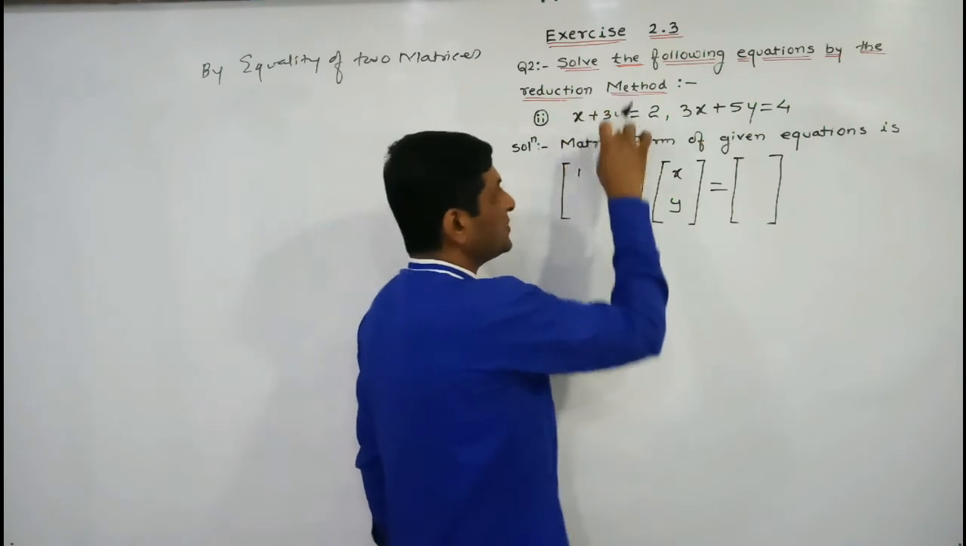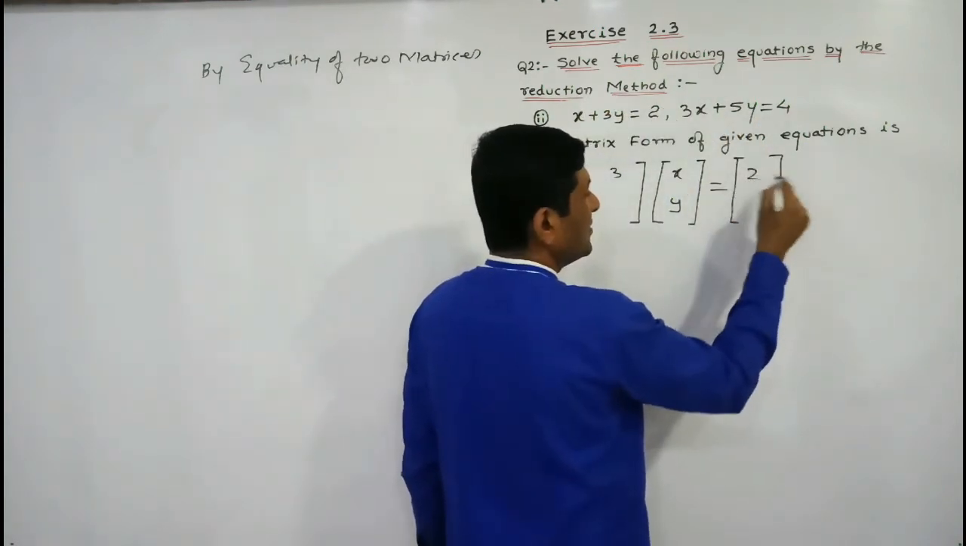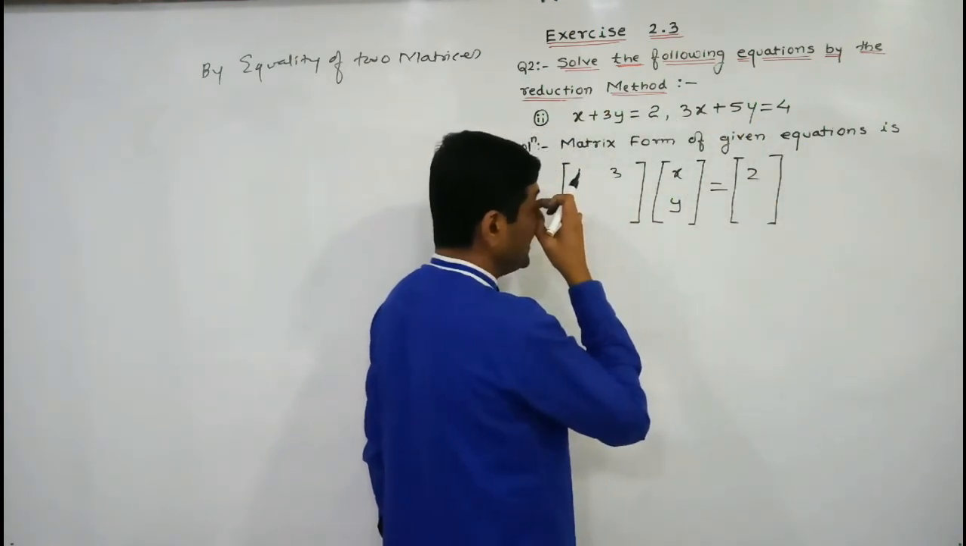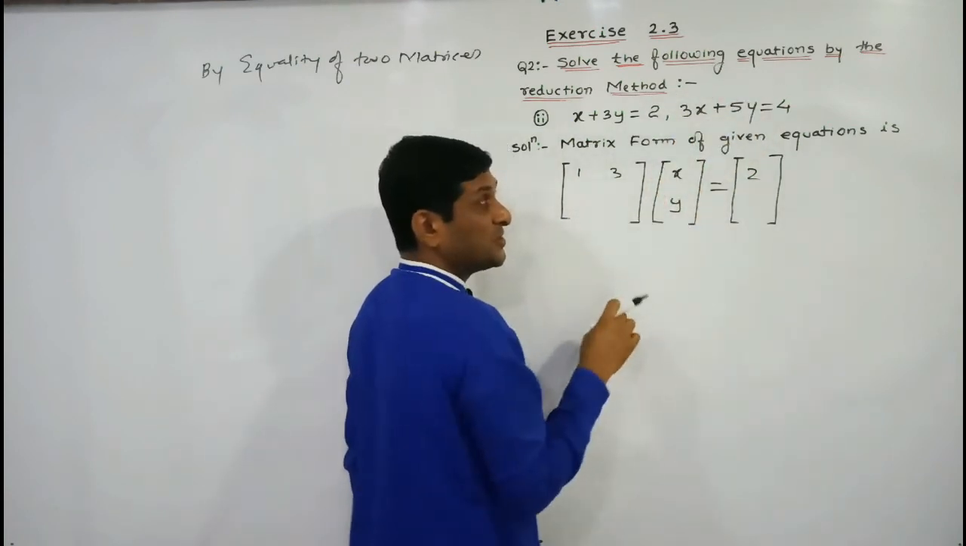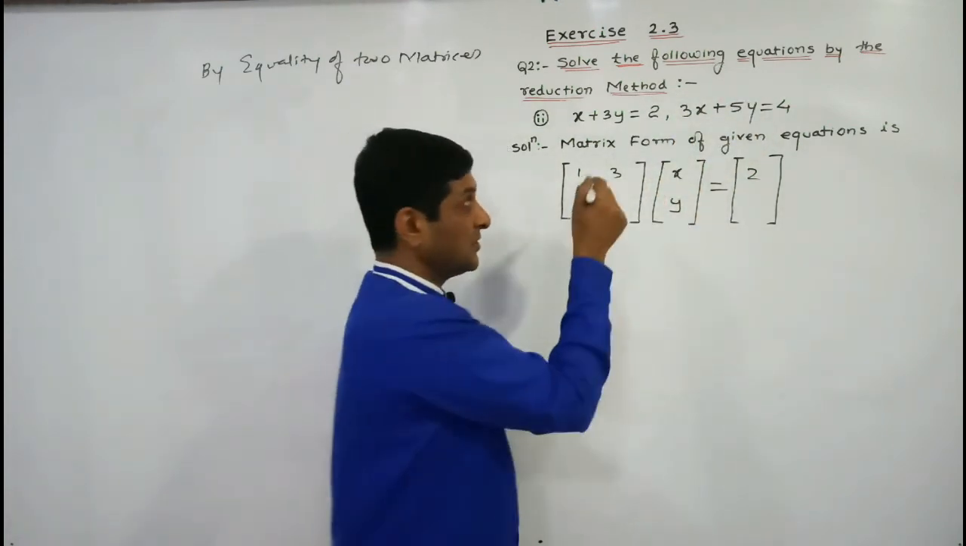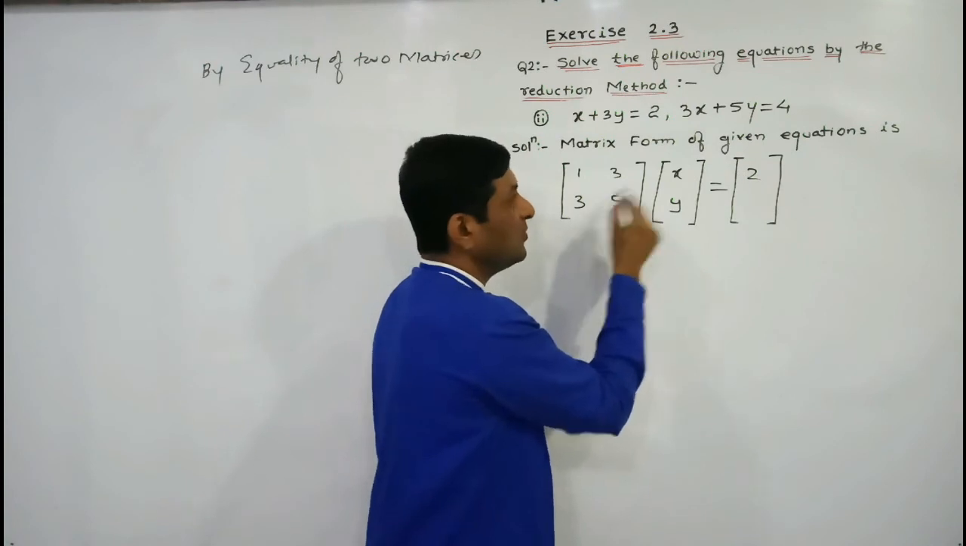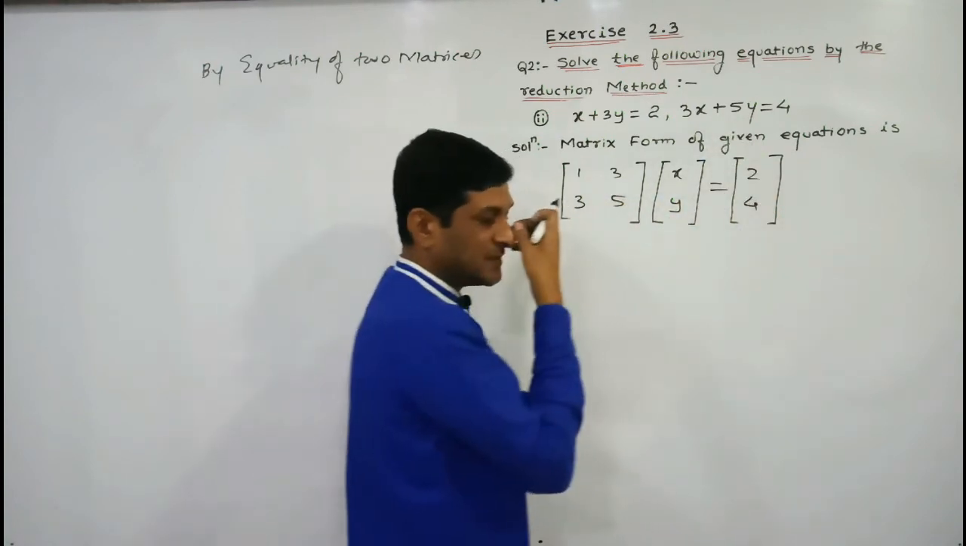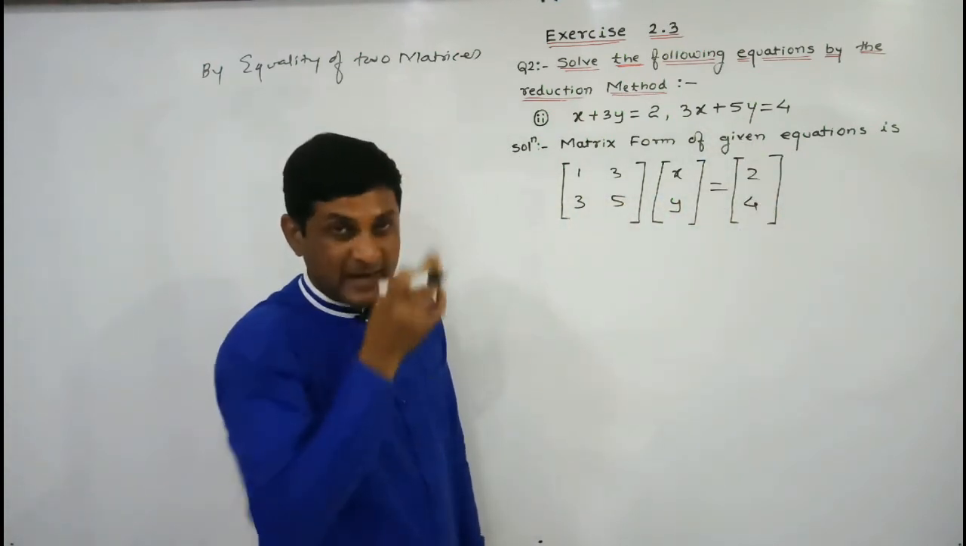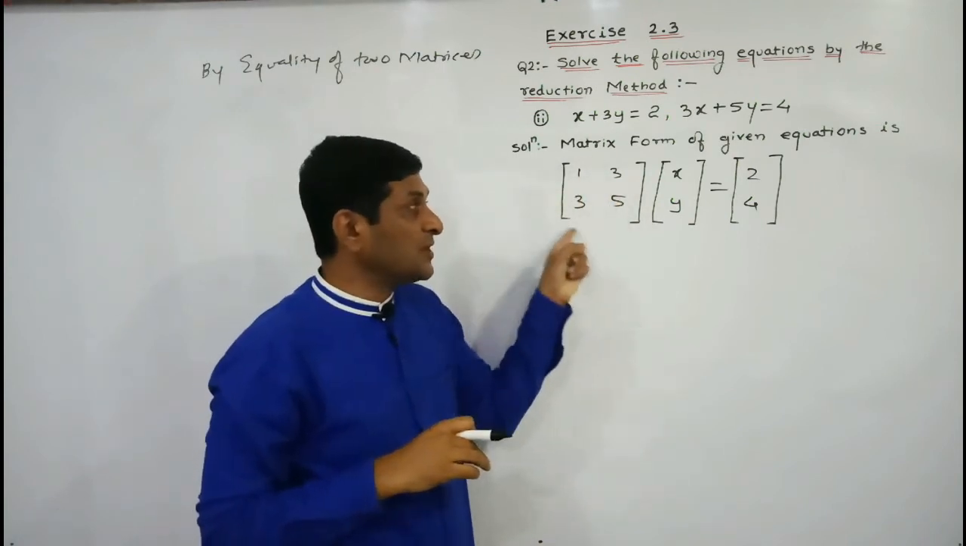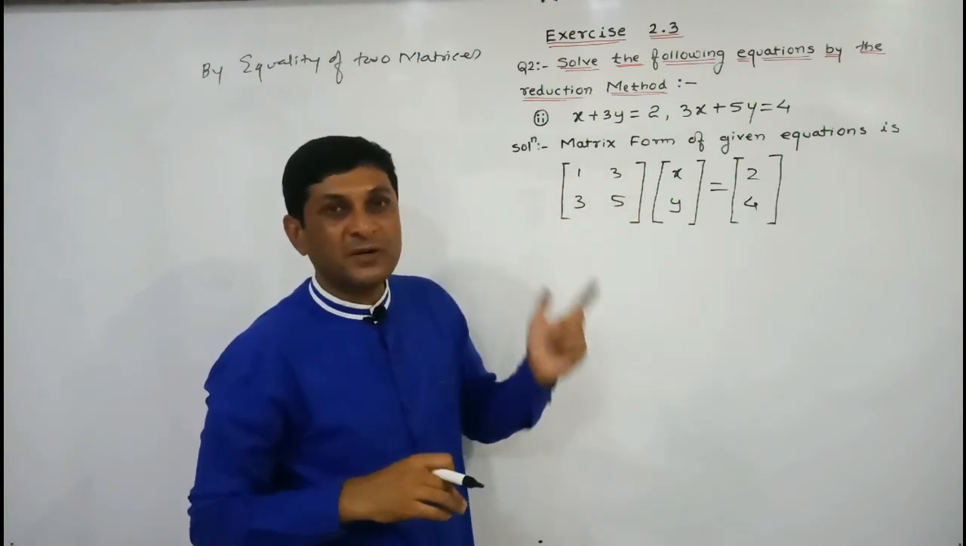So collect the coefficients of x and y. On this side, write down the constant term. In the second row, collect again the coefficients of x and y from the second equation. So 3, 5, and on this side collect the constant term. Once the equations are written in matrix form, our aim is to convert this matrix into an upper triangular matrix.